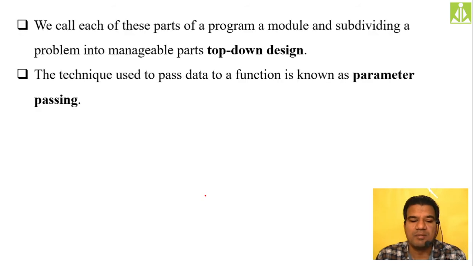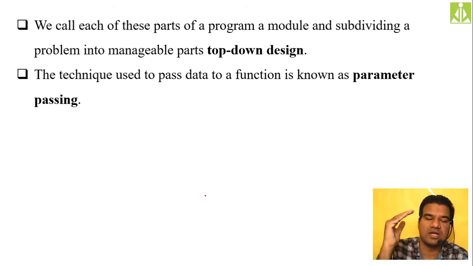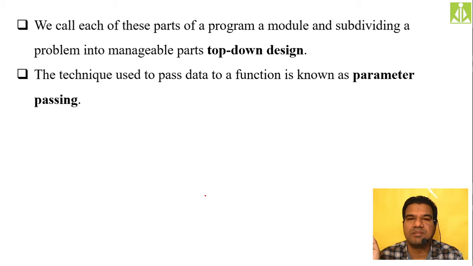We call each of these parts a program module. Just now I used the term in my explanation as well: module. We call these smaller parts modules, and subdividing a problem into manageable parts is the top-down approach. In this approach, at the top we have the complex program, and at the lower level we have the smaller subparts, modules, and after that we solve these submodules. We get the solutions to these submodules, then finally merge the submodule solutions to frame the actual problem solution.